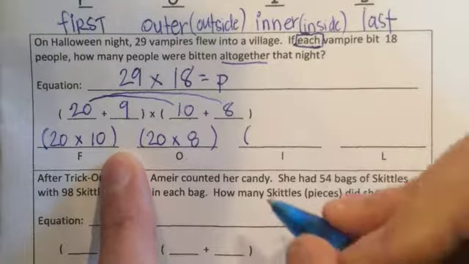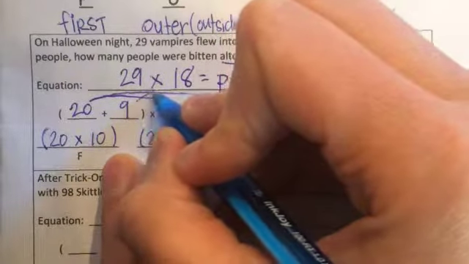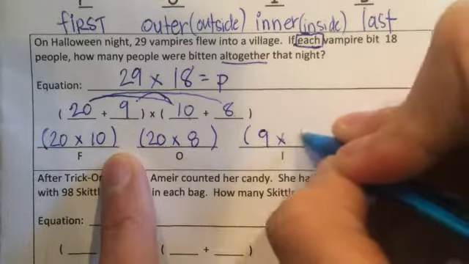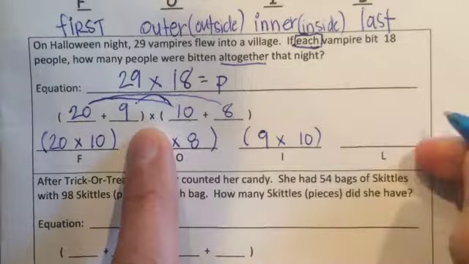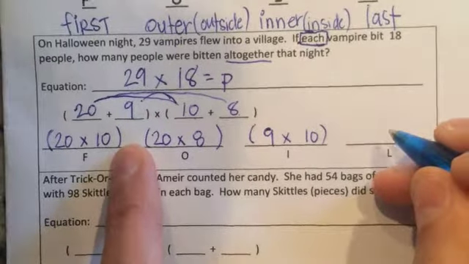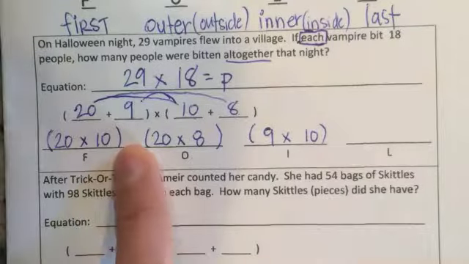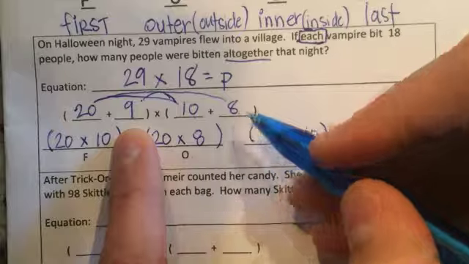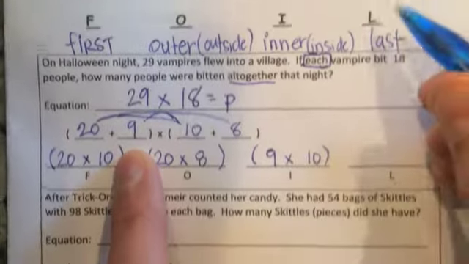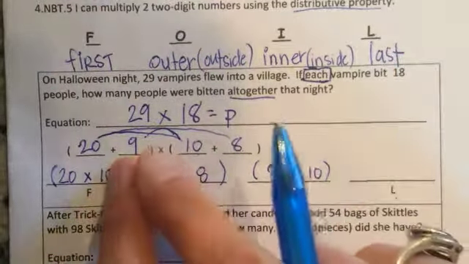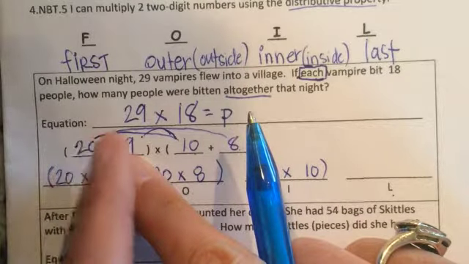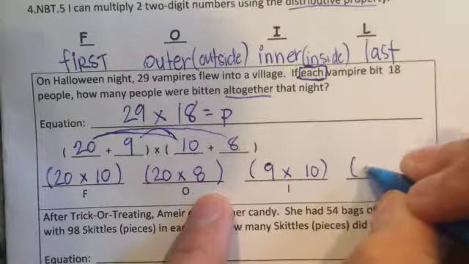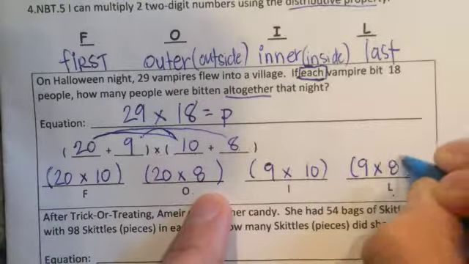Now we're going to do the two inside numbers. The two inside numbers are 9 and 10. So I'm going to say 9 times 10. And then I've got 9 and 8, and if you look, those are my last numbers. It's the last number on this side of the times sign, and this is the last number on this side of the times sign. So I've got 9 times 8.